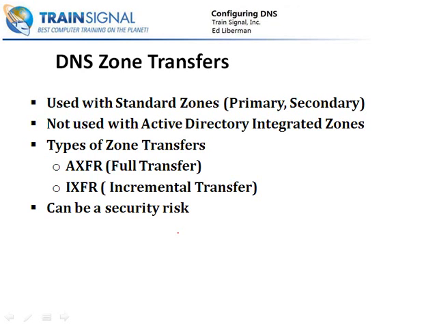AXFR is really only used when you first create a secondary zone to get the entire database to come over, or if something were to maybe corrupt that database and you make a request for the entire zone to be refreshed, that's when you get the AXFR. But other than that, we use IXFR to save on our bandwidth so that when a change is made, only that change needs to be transferred to the secondary.